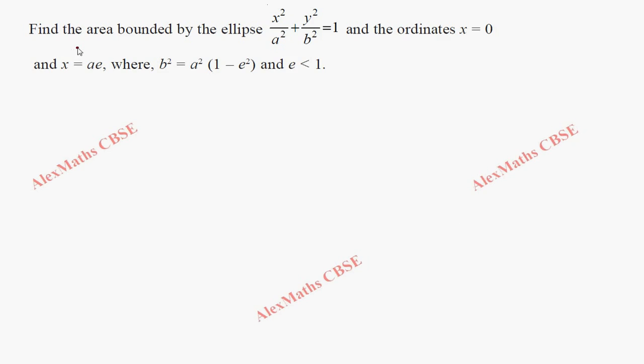In this video we are going to find the area bounded by the ellipse and the ordinates x is equal to 0 and x is equal to ae, where the value of b square is given as a square into 1 minus e square and the value of e is less than 1.